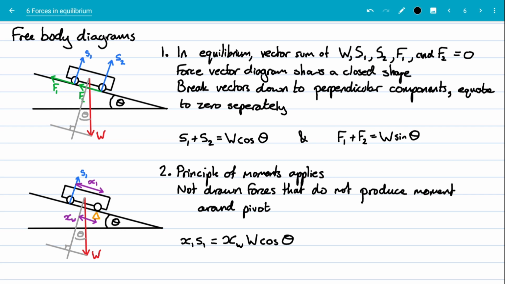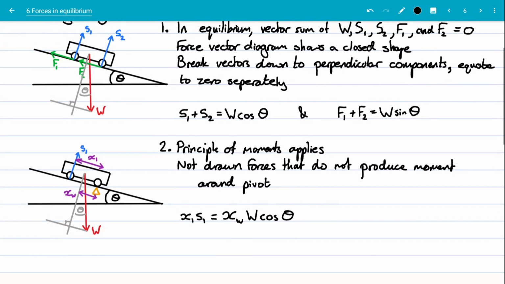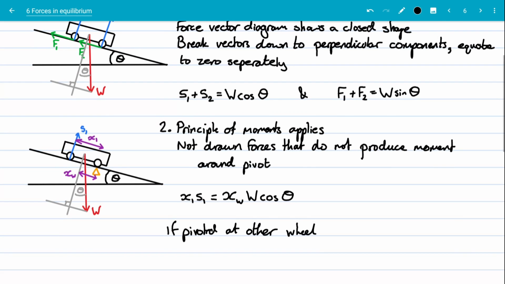So we now have 3 equations. And we could have set up the pivot in a different place and got another equation. And we can end up with 4 equations if you pivot it around the front wheel. So we could say, if pivoted at the other wheel, what would it look like?